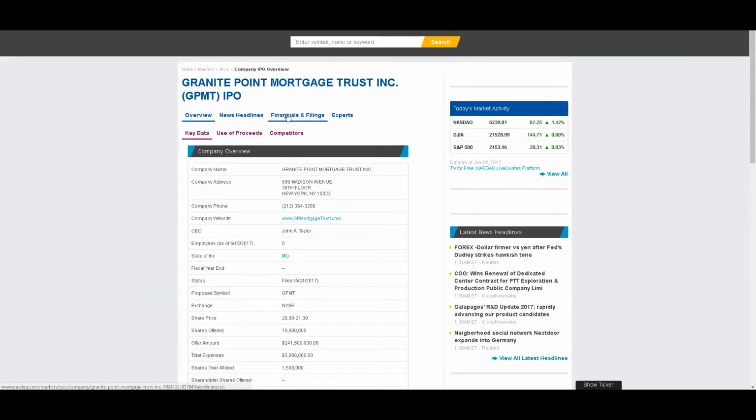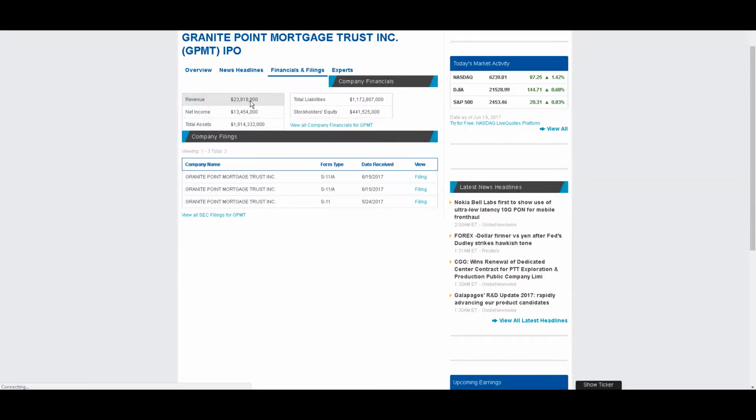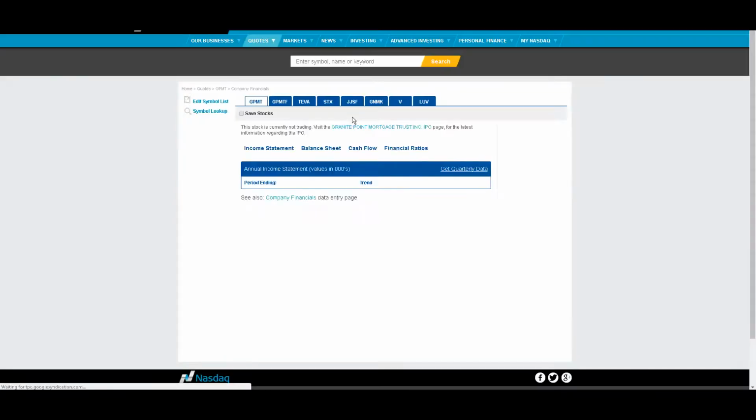They don't have a lot of financial information. If you click on financials and filings, they do have a little bit here. Their revenue is about $23 million. Their net income is $13 million. They have $1.6 billion in total assets, so that's great. Their total liabilities is only $1.1 billion, so their liabilities are lower than their actual assets. And their stockholders' equity is $441 million. They don't have any company financials that are public right now. It's all kind of private. So nothing on their balance sheet to really look at, or their cash flow, or their financials.